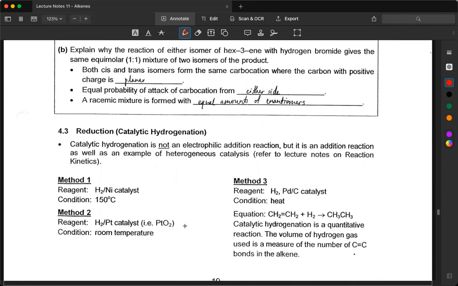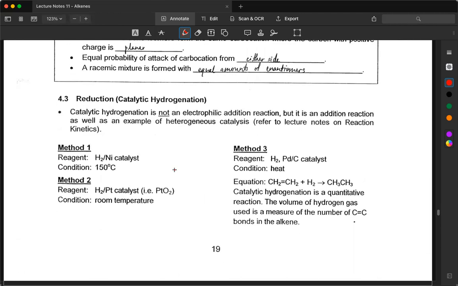The next reaction is reduction, which is also catalytic hydrogenation. This is not an electrophilic addition reaction, but it is an addition reaction as well as an example of heterogeneous catalyst. Okay, so we can refer to the notes on reaction kinetics for information on what is heterogeneous catalyst. I shall not elaborate here.